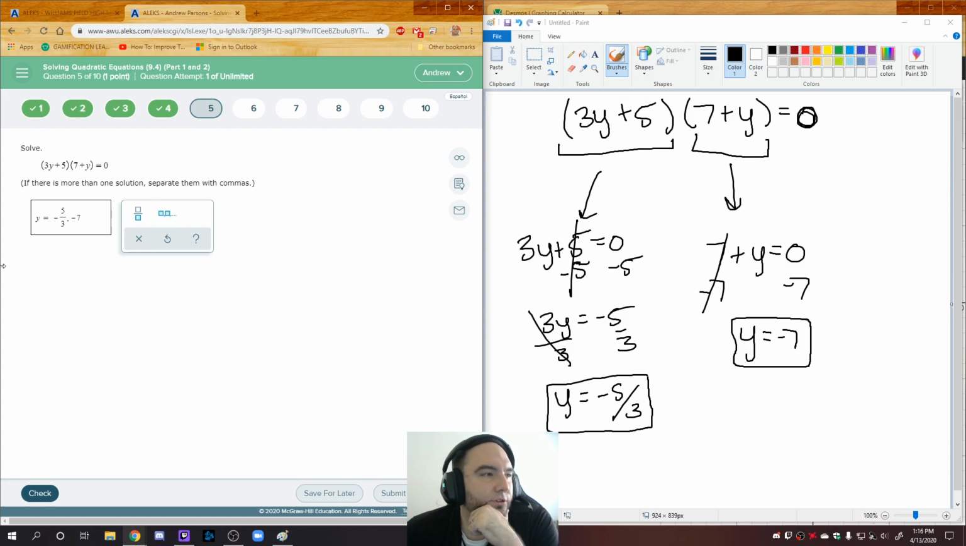Make sure when you write your answers, you write both answers separated by a comma, because that's what the instructions say. So negative 5/3 and negative 7.